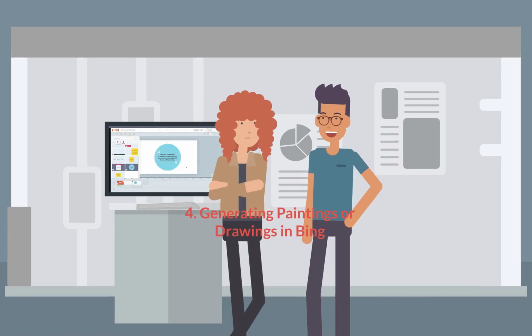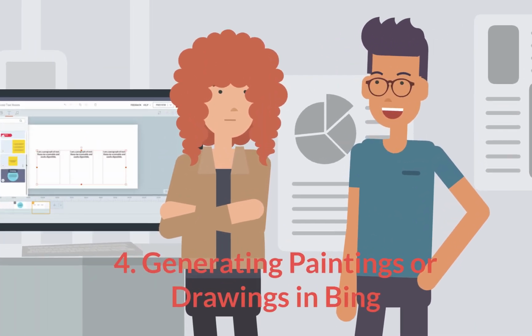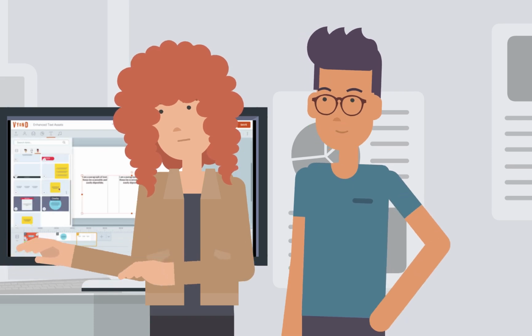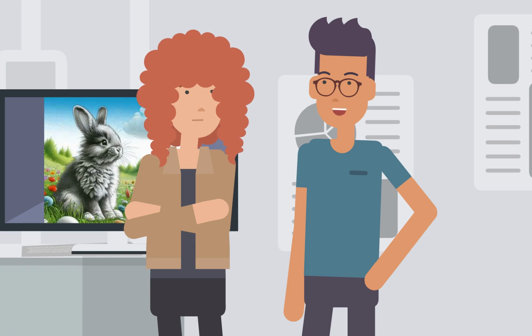4. Generating paintings or drawings in Bing. To create art-like images, just say a painting of, or a drawing of. Add the subject and the technique, like pen drawing or acrylic paint.